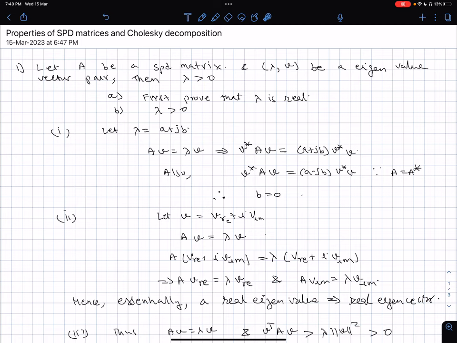Calculation of Cholesky decomposition is only order n cube, and therefore is considered a very efficient way of checking positive definiteness. More about it later. First, let's arrive at that place.